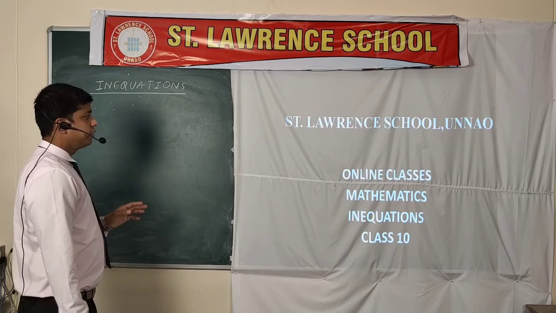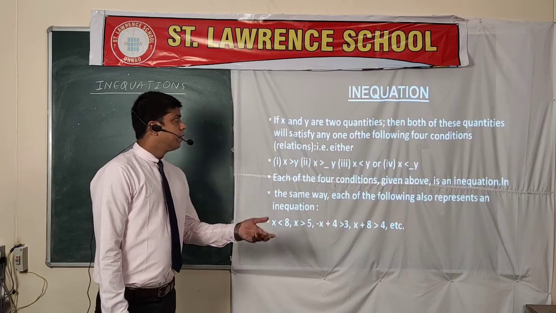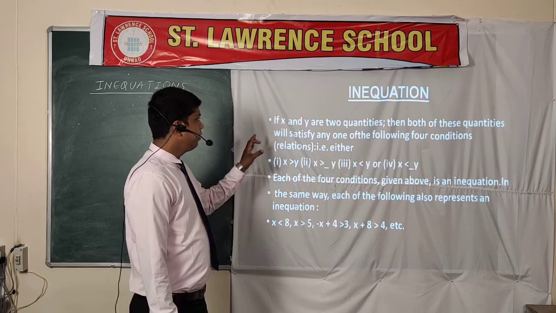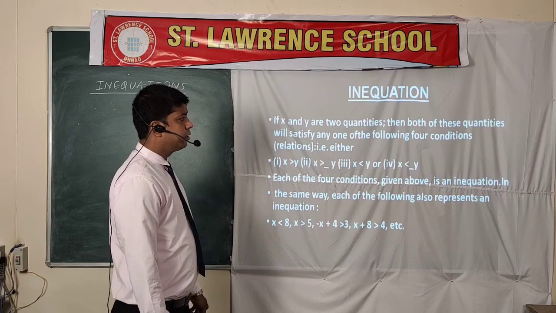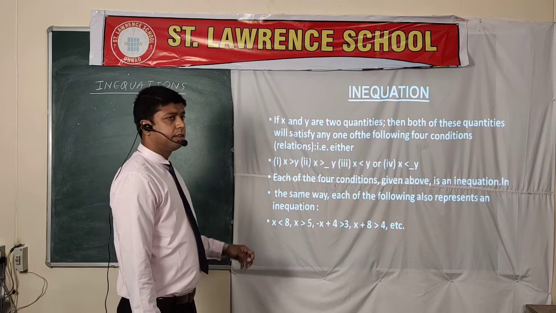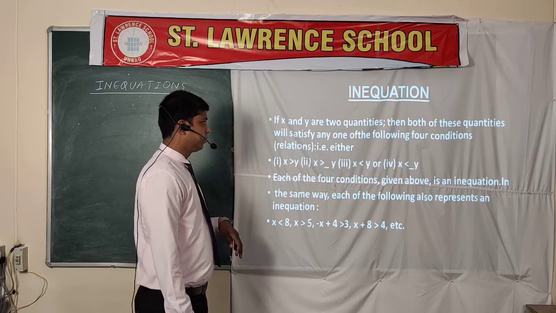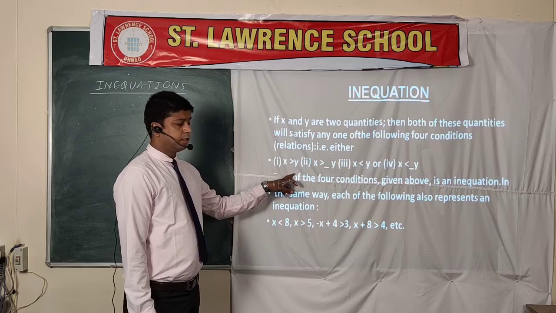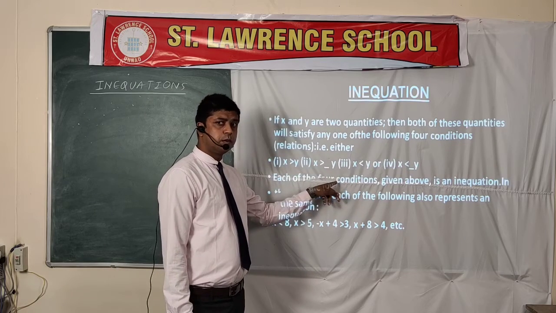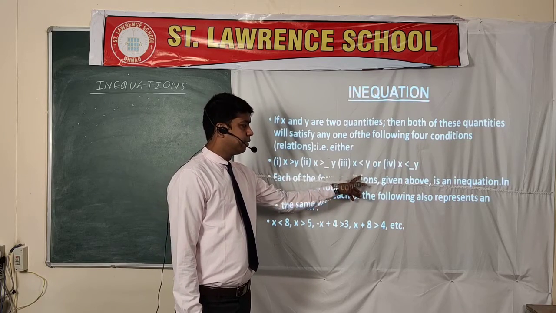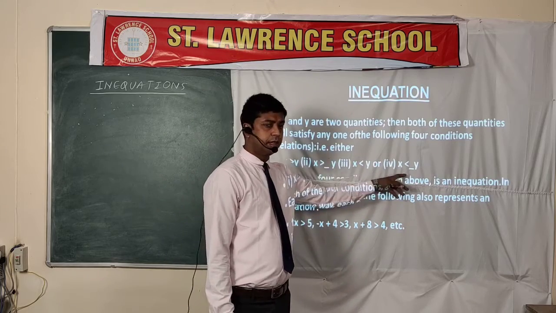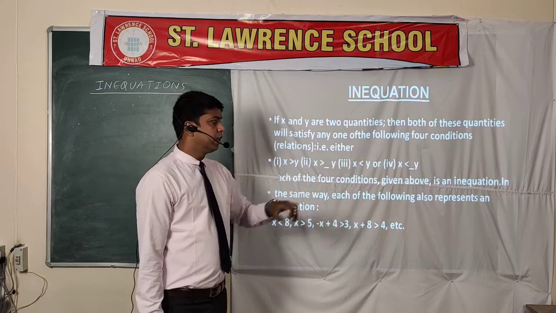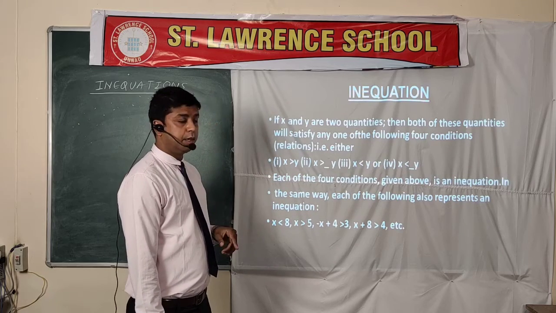Today we will study what is inequation. Now we are going to see here on the screen. You can read here. If x and y are two quantities, then both of these quantities will satisfy any of the following conditions. That is, x is greater than y, or x is greater than or equal to y, or x is less than y, or x is less than or equal to y. You can see here these four conditions. Each of the four conditions given above is an inequation.